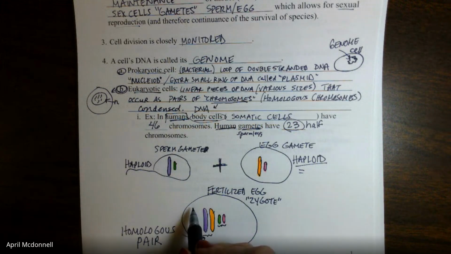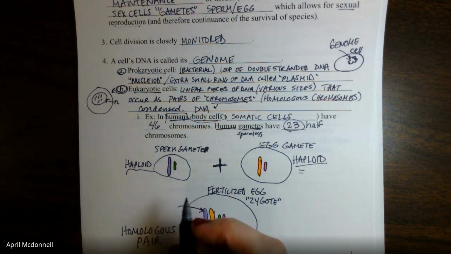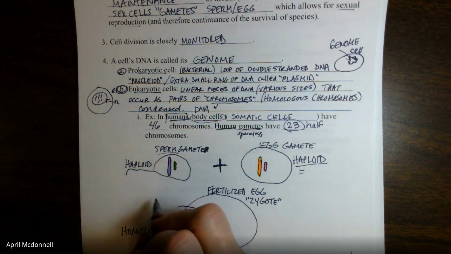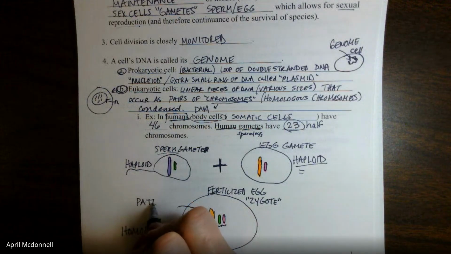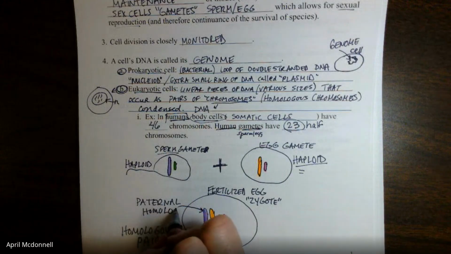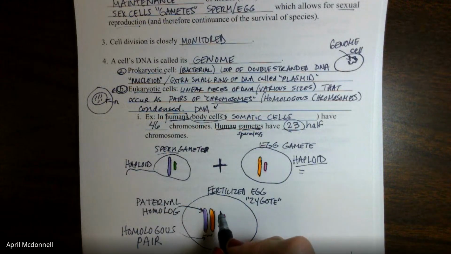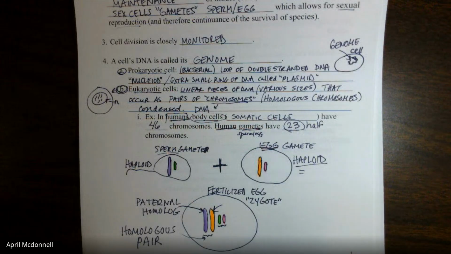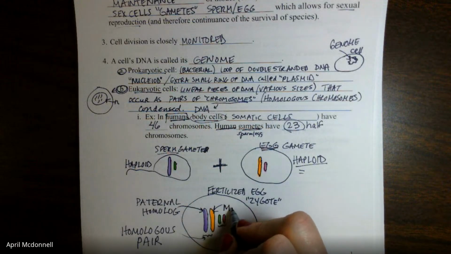Each homologous pair is made of a paternal homologue. We call it paternal because it came from the sperm cell. So paternal homologue, and a maternal homologue because the yellow chromosome came from the egg. So that's maternal, mom.